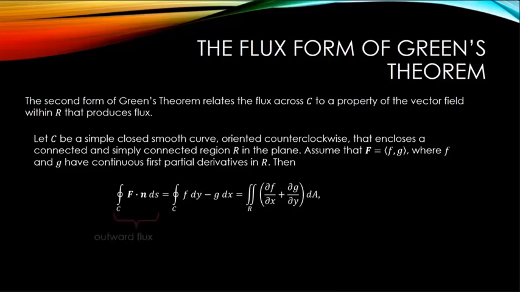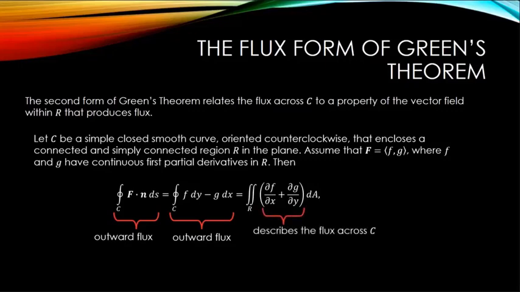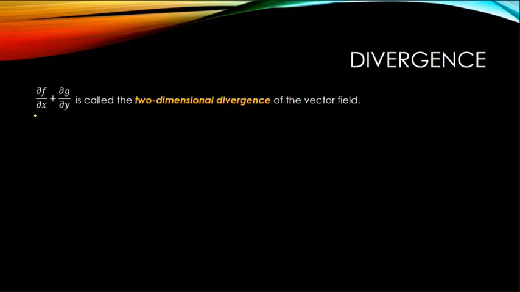The first integral, where I'm dotting F with a unit normal vector, gives me the outward flux. The second integral is a different form of that same integral. It is also the outward flux. And the third integral has an integrand that describes the flux across C, where n is the outward unit normal vector on my curve. The sum of the partial of f with respect to x plus the partial of g with respect to y is called the two-dimensional divergence of the vector field.